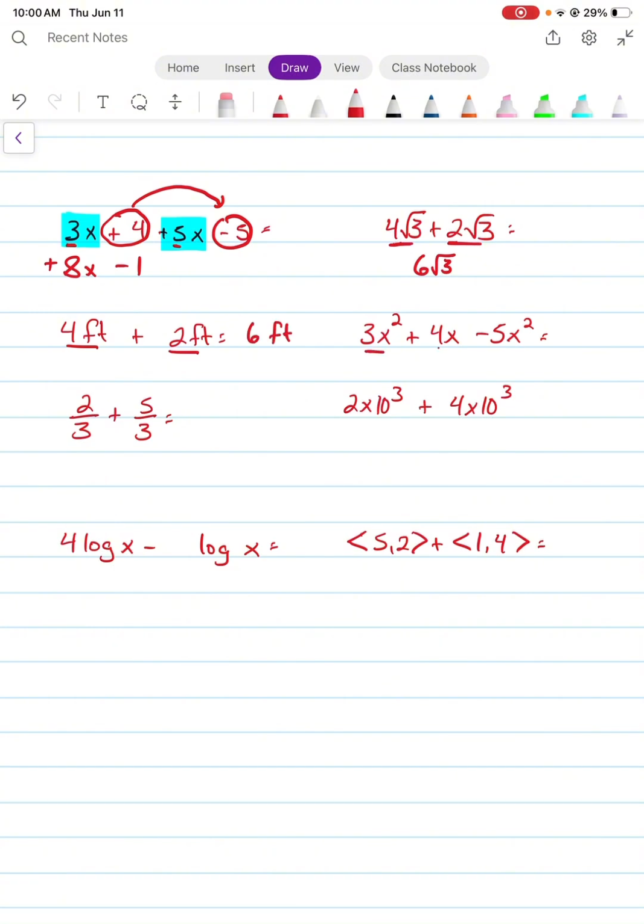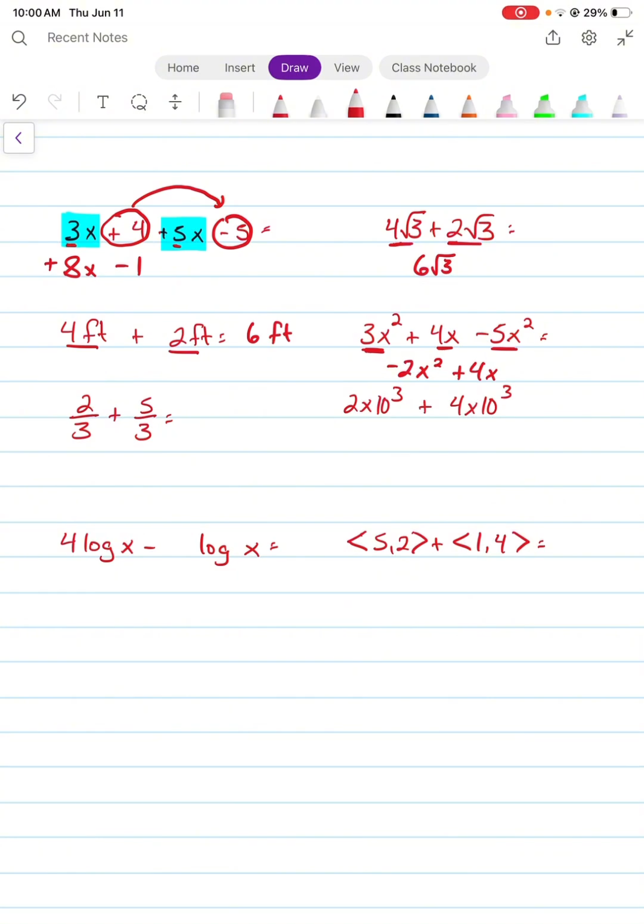3x squared cannot be combined with 4x. They've got to be identical. Again, you have 3x squareds and you only have 4x's. However, 3x squareds can be combined with -5x squareds. That gives you a total of 3 minus 5 is -2 x squareds. 4x has nothing alike there, so we leave it as 4x.